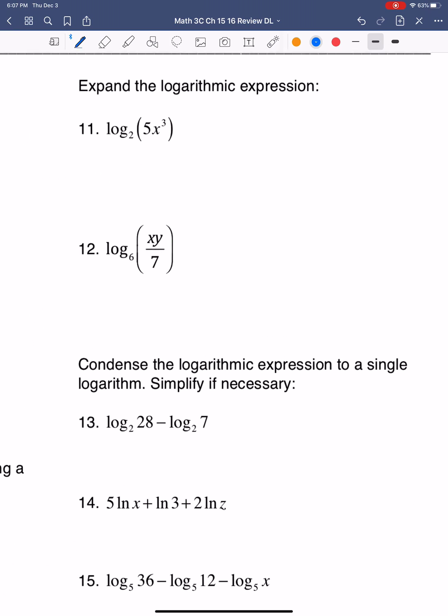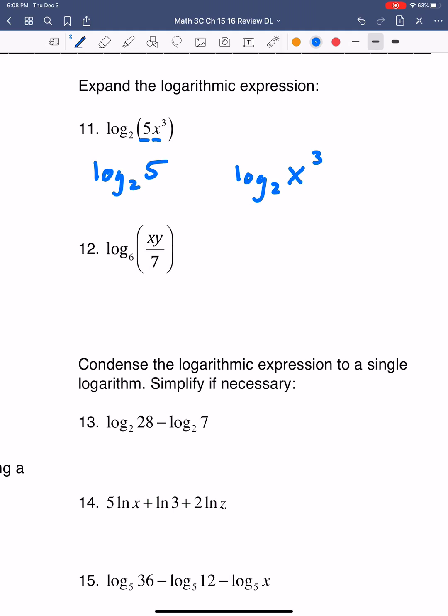All right, next we're going to go to expand these logarithmic expressions. And so for this part, we need to notice that there are 2 terms in the parentheses. So when I expand this, I should end up with 2 log 2's. All right, the first term is a 5. The second term is an x to the third power.